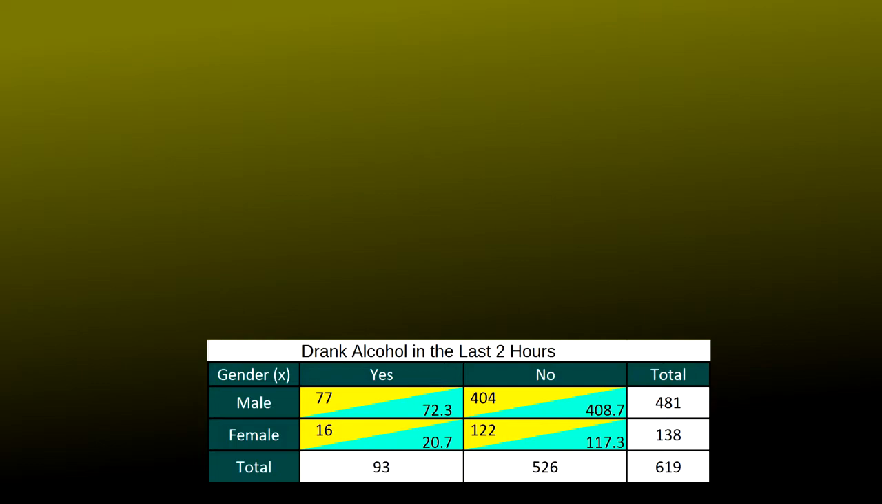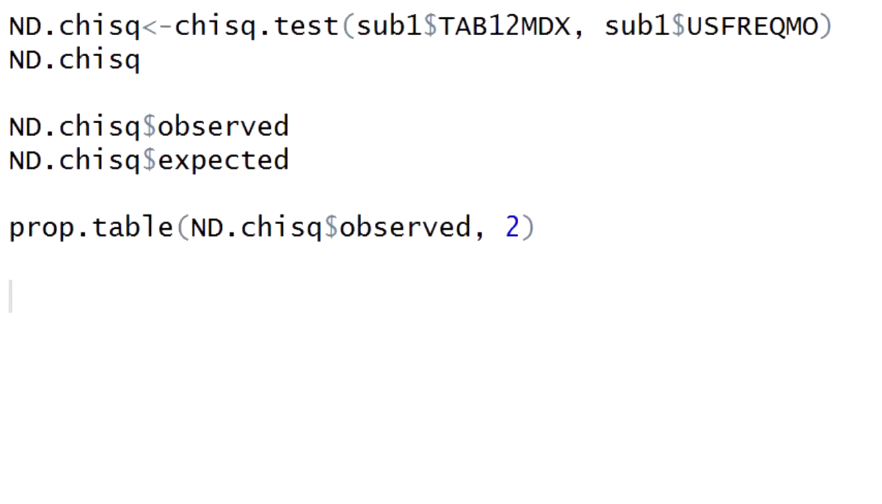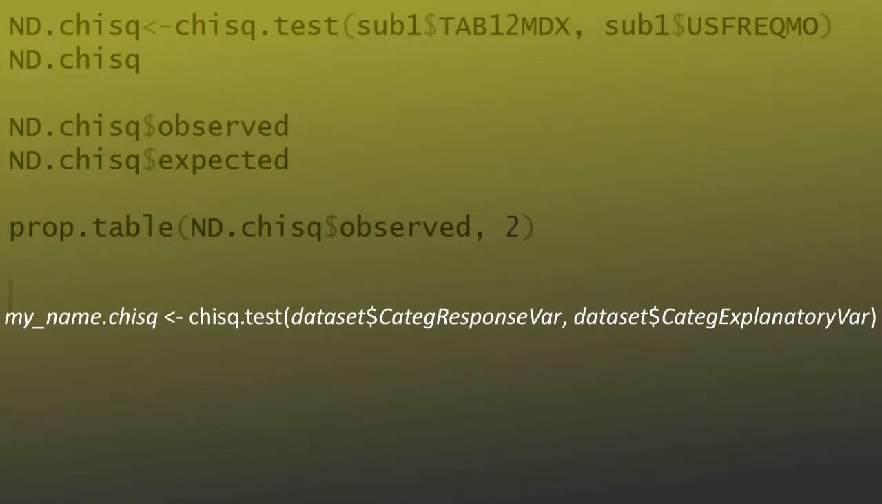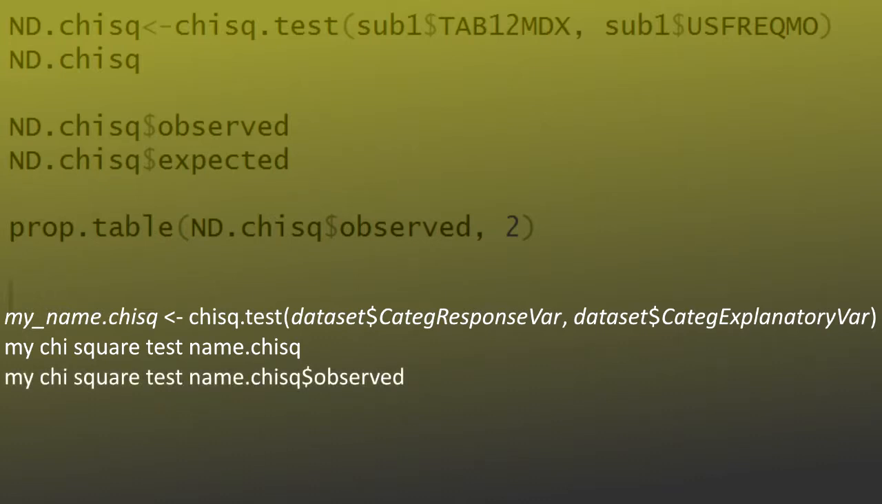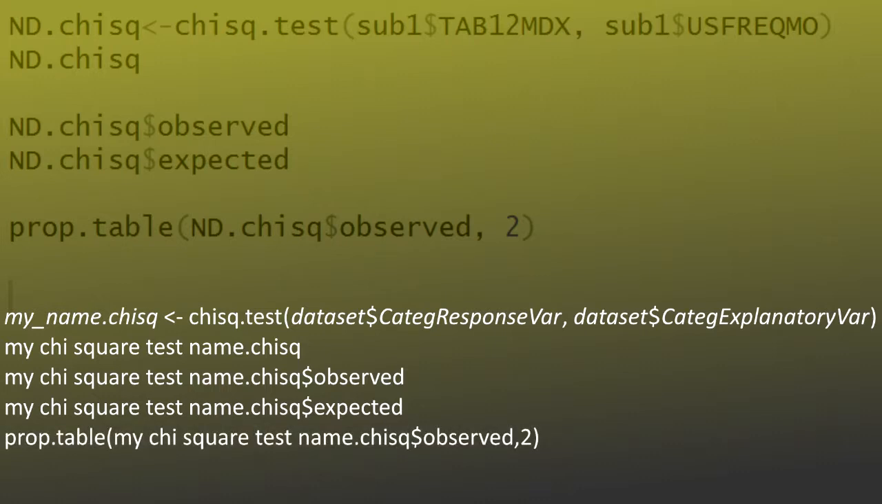The R syntax for performing a chi-square test of independence is: my chi-square test name.chisq, assignment arrow, chisq.test(dataset$categorical response variable, dataset$categorical explanatory variable). Then my chi-square test name.chisq, my chi-square test name.chisq$observed, my chi-square test name.chisq$expected, prop.table(my chi-square test name.chisq$observed, 2).